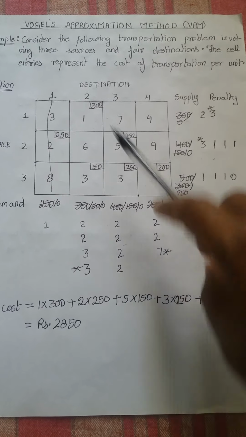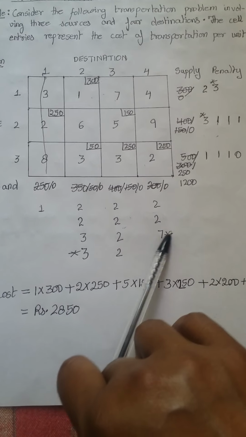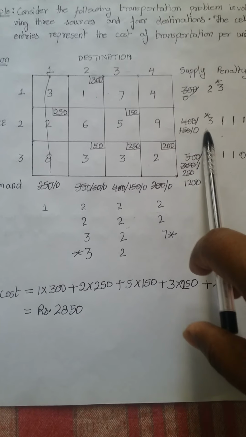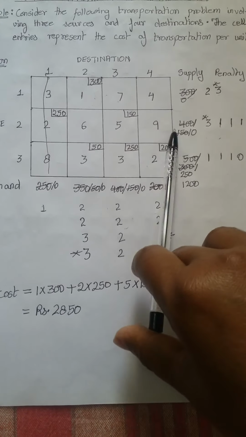Similarly, we will do it for each column. In the first column, the minimum value is 2 and the next minimum is 3. So 3 minus 2, we get the penalty as 1. In the next, 3 minus 1, penalty is 2. 5 minus 3, penalty is 2, and 4 minus 2, penalty is 2. Now we will see which penalty is maximum. The penalty 3, which is against the second row, is maximum. So we will select the second row.